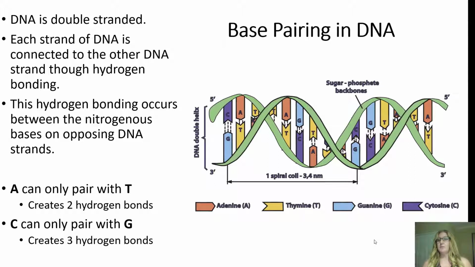DNA is double-stranded no matter what organism it is found in. So this includes our bacteria. Each of the strands of DNA are connected to each other through hydrogen bonding. And the hydrogen bonding occurs here between the nitrogenous bases that are facing each other towards the interface there.